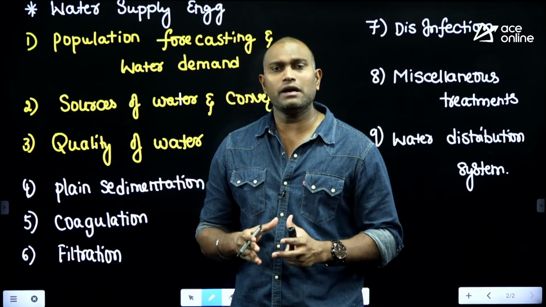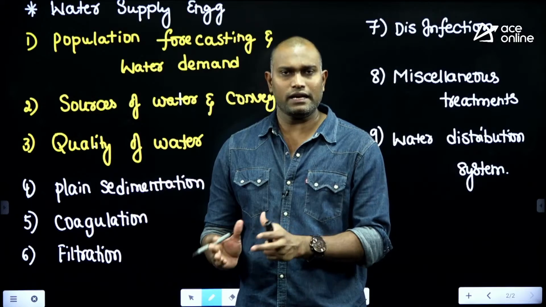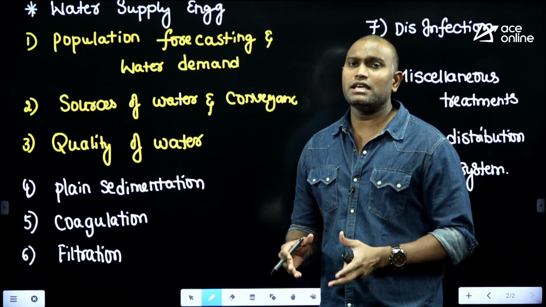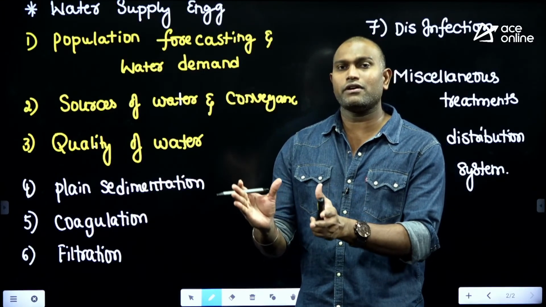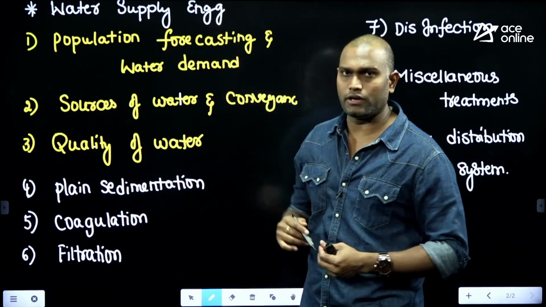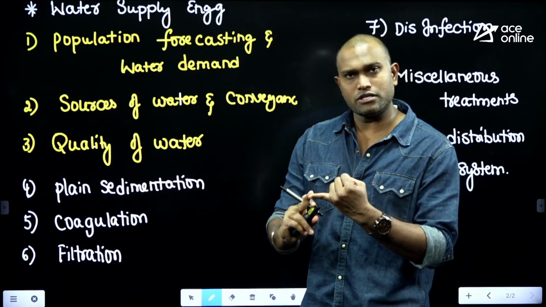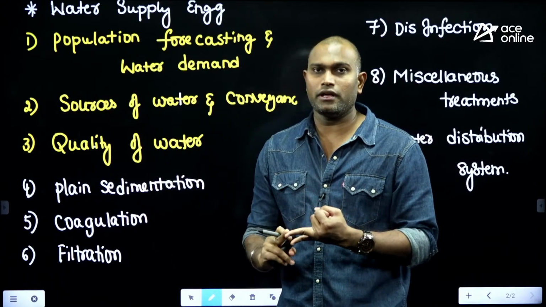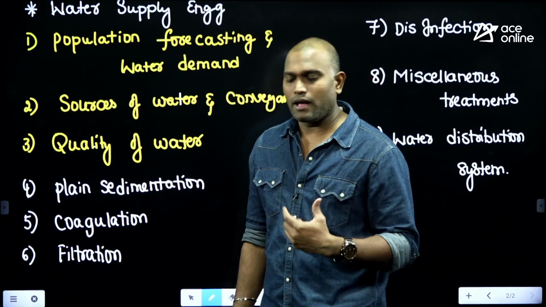That is completely based upon the IS code 1172:1993. So based on that code and the CPHEEO manual, we decide how much water is required per person for various activities. That we deal with in chapter number 1. And in chapter number 2, once you know the future forecast population and the demand of the Hyderabad community, once I know how much water is required for Hyderabad.